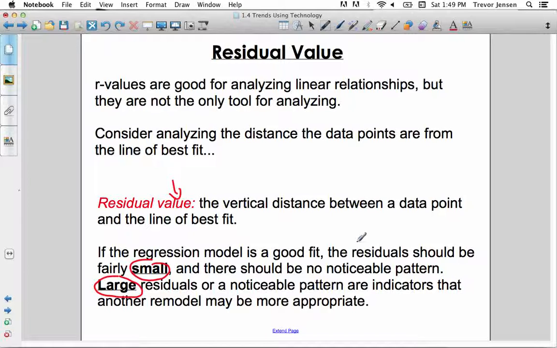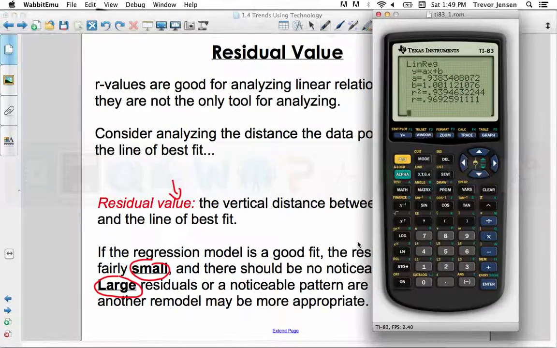Okay, so if we look at our scatter plot that we just did, if I bring up the graph, my line of best fit will now be graphed, and you'll notice all the data points are fairly close to the line of best fit, so I would have very small residual values.